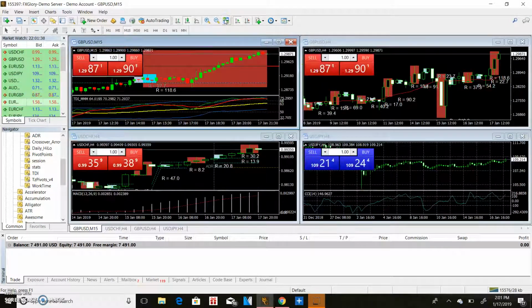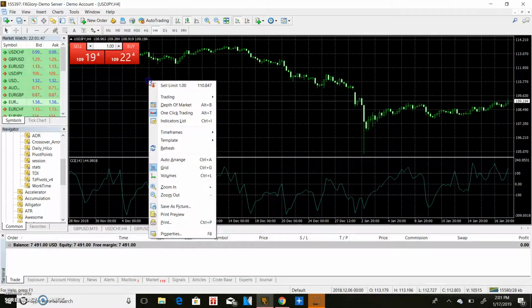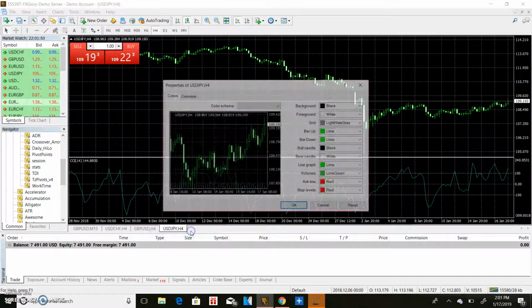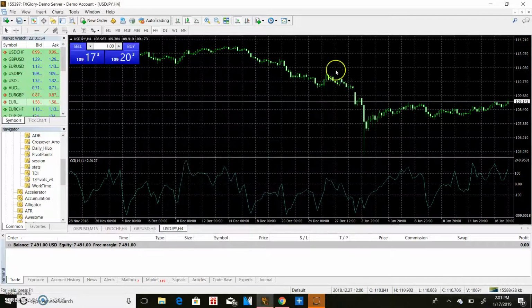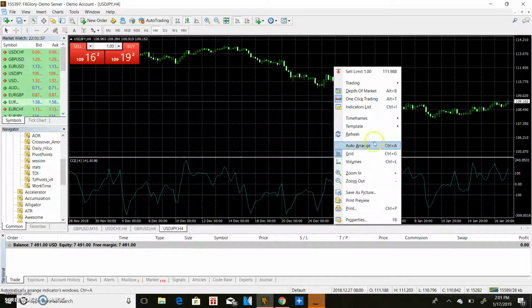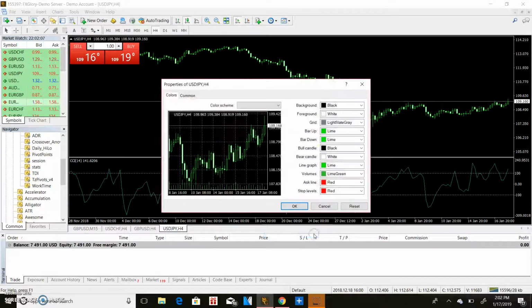Your chart will look something like this one here. The first thing you want to do when you get on here is right click, go down here to properties. Okay, and then, well, before you do that, right click again and click grid. Take the grid off. Those are those lines right there. Then you want to right click again, go to properties, and then you can go in here and change these colors, right?